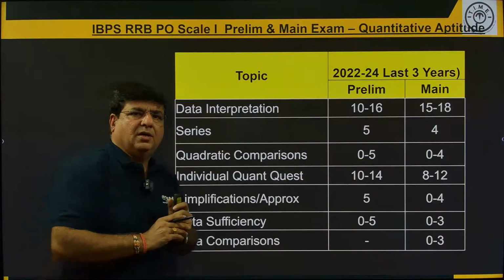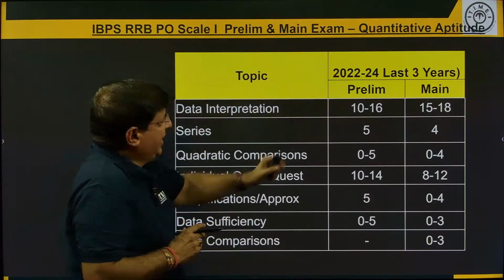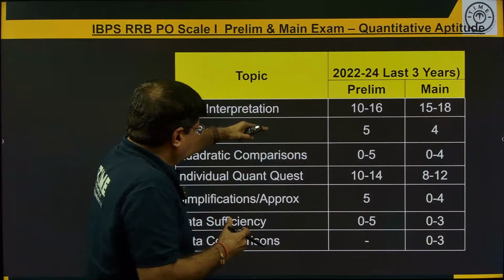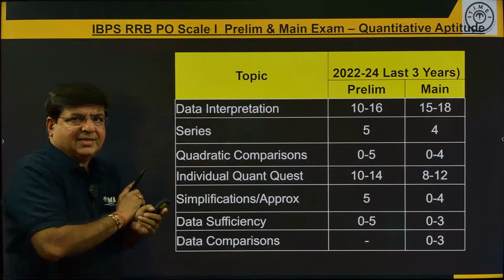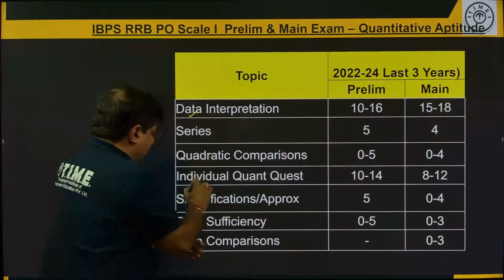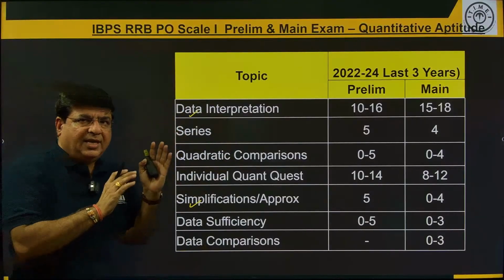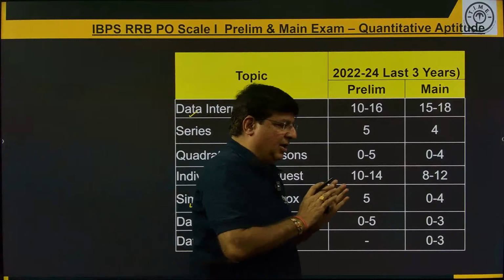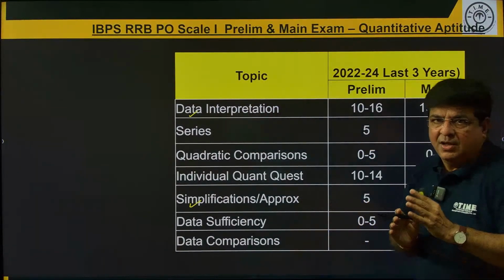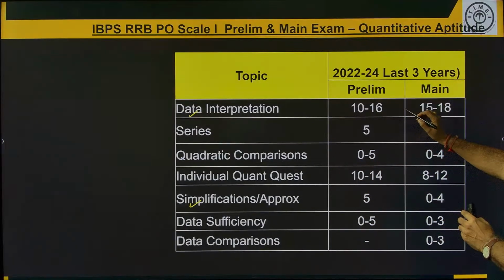This is the snapshot of the IBPS PO scale 1 main exam. For the last 3 years, we have given the screen snapshot straight away. I will not be getting into the details on how to prepare, what to prepare, which I have already discussed earlier, as I've already explained the prerequisite of data interpretation and the prerequisite of simplification. All that was explained when I was explaining the IBPS RRB office assistant topic wise distribution. So that will not be repeated again. We will just look at the topic wise split, the range in each of the last 3 years' exams.